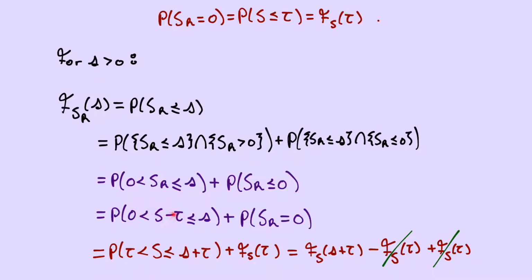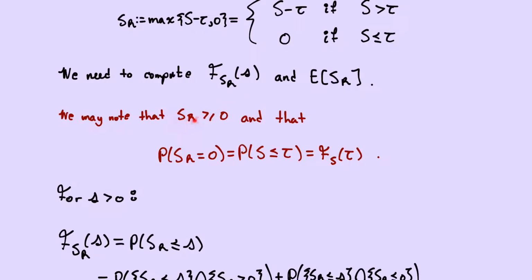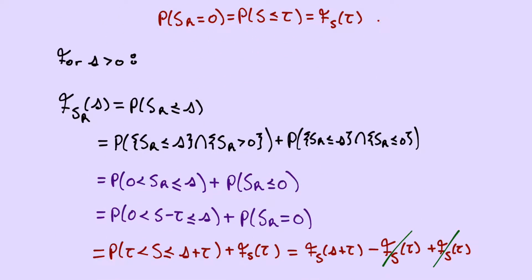So we will have to compute the probability of the random variable S minus tau being greater than 0 and being less or equal than the little value s. And on the other hand, on the right probability, if we want to compute the probability of SR being less or equal than 0, it would be just the probability of SR being exactly equal to 0. Why? Because the random variable SR is greater or equal than 0 always, so there is no probability in the negative values. So the probability of this whole event is just this exact event.